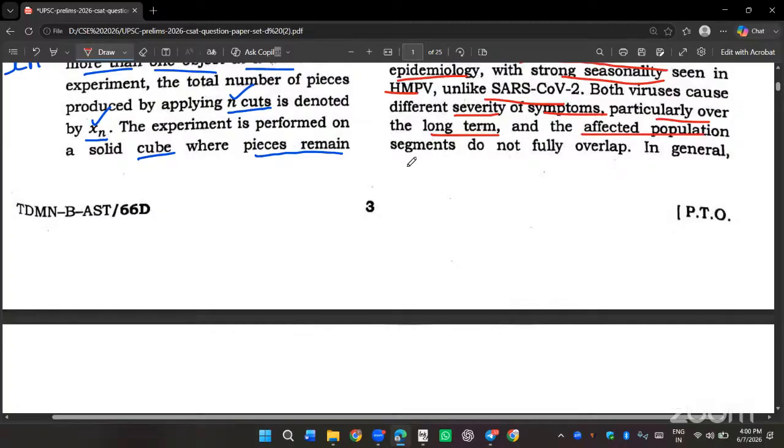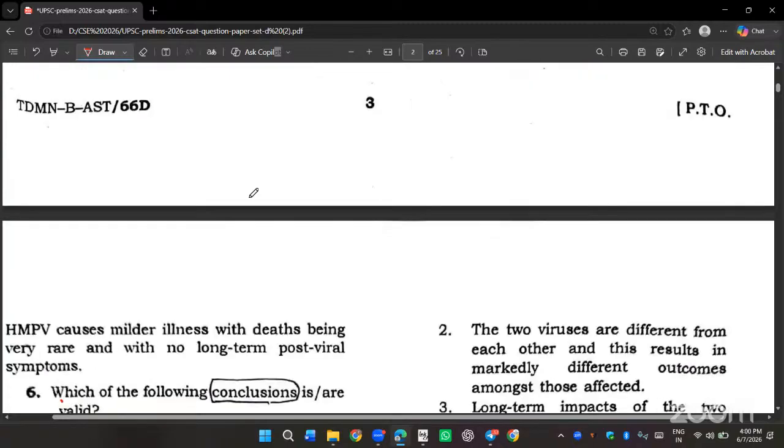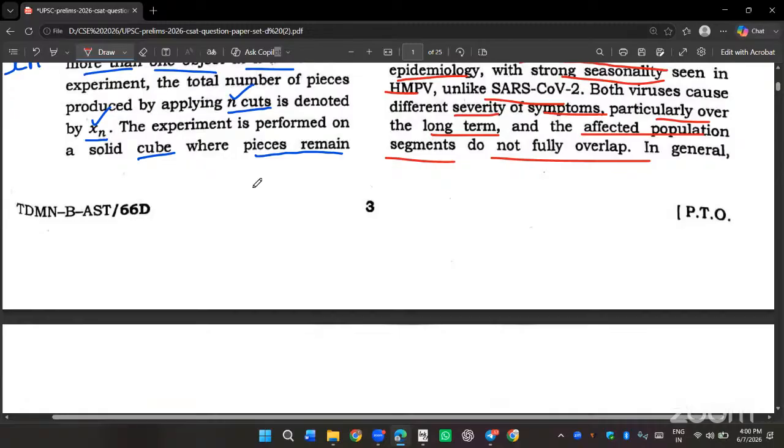The affected population segments do not fully overlap. Affected population of both the viruses do not fully overlap. Then what does it mean? Partially, affected population segments may overlap. That is the meaning of this.